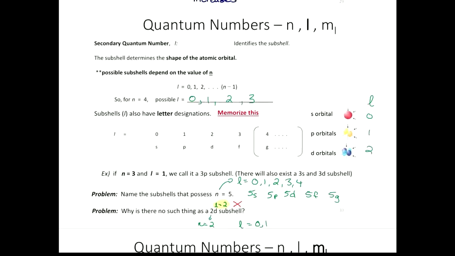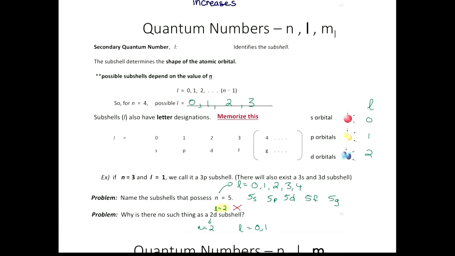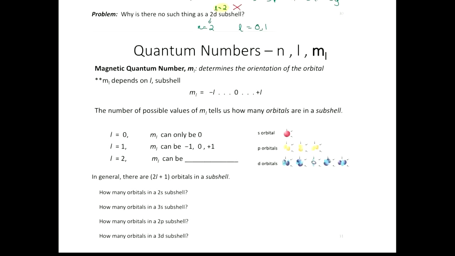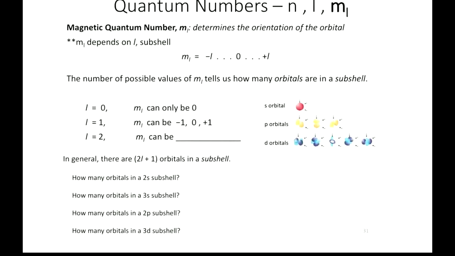All right, so that's our L quantum number. Those are our different shapes. This last quantum number of our first 3 is the orientation of these subshells. We also call this the magnetic quantum number. It determines the orientation of our orbitals. The rule here is depending on what L value you're in, what subshell you're in, the possible orientations are all of the integers between negative L and positive L.